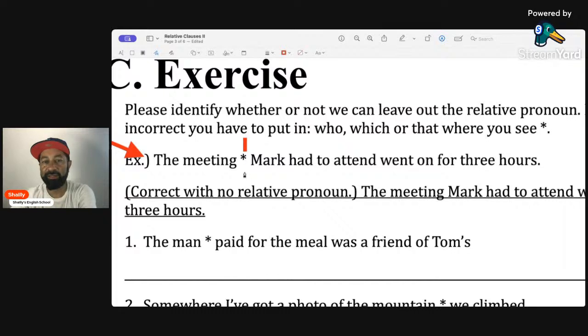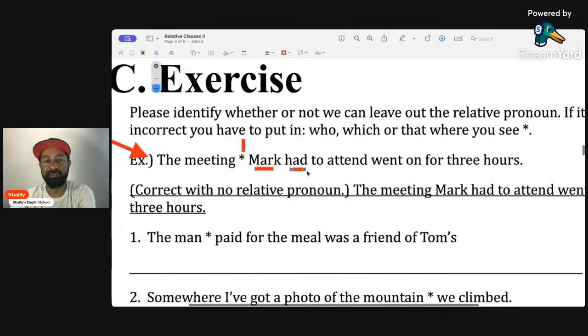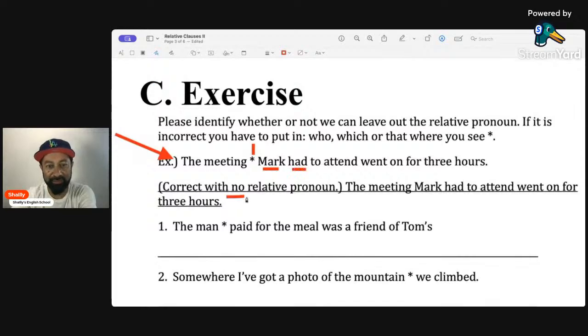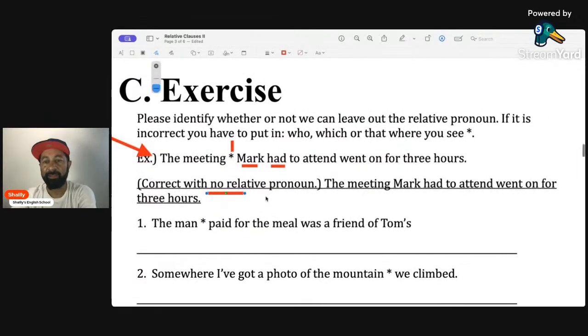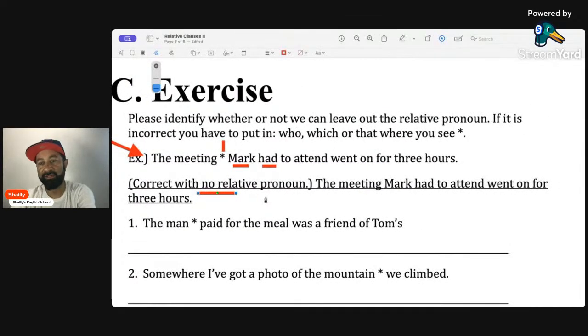All right, so this one here, because we've got subject and verb, we don't need the pronoun. So the answer here, it says correct with no relative pronoun. The meeting Mark had to attend went on for 3 hours. Now, if you put it in, that's fine. The meeting that Mark had to attend went on for 3 hours. That's also fine, but we don't need it.